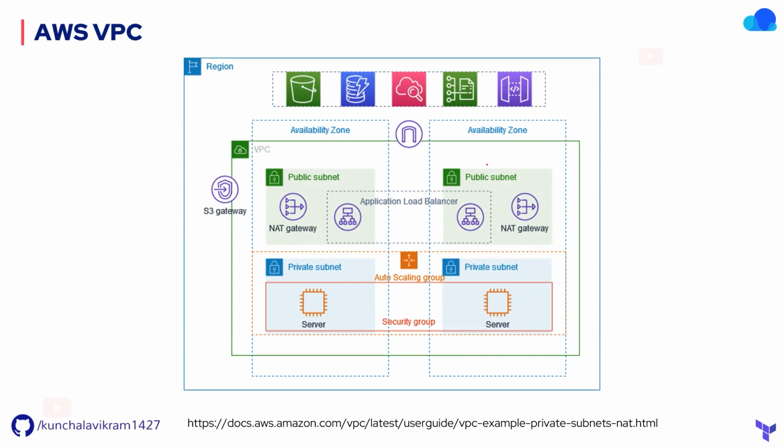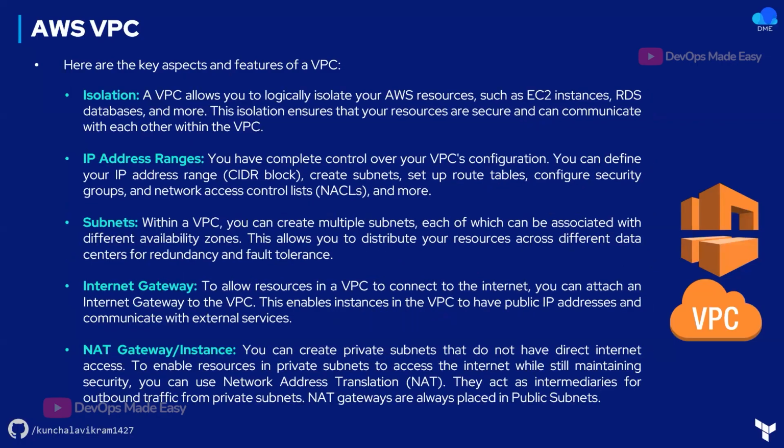Got it? Since the public subnet anyways has a route to the internet gateway, it will go out. That's why NAT gateways are deployed in the public subnets, and application load balancers are also deployed in the public subnet because they also need access from the internet. Okay. Clear? Understood?